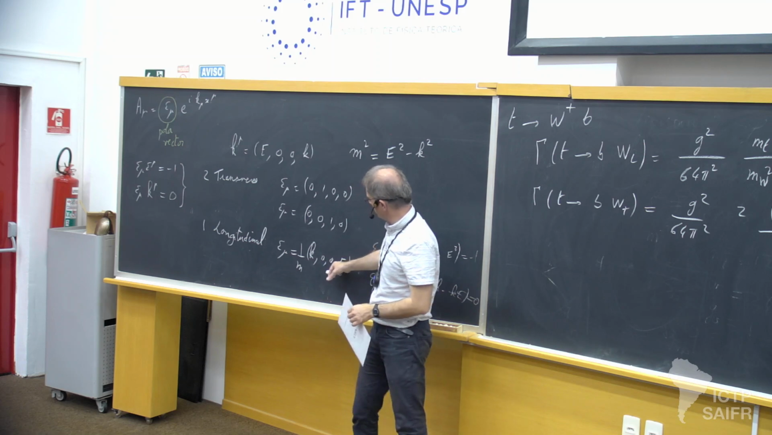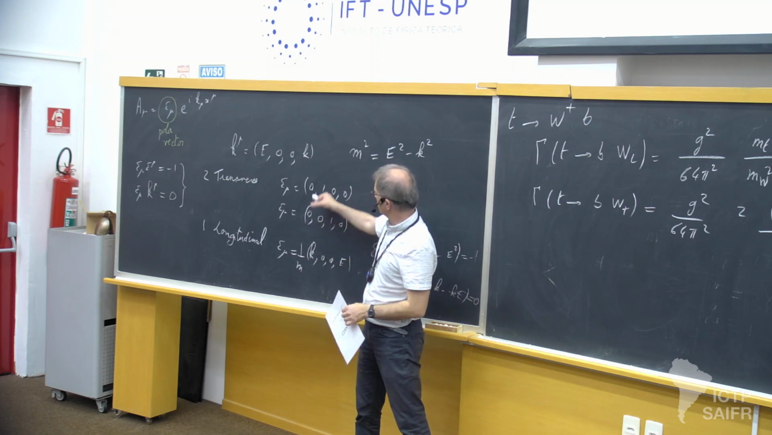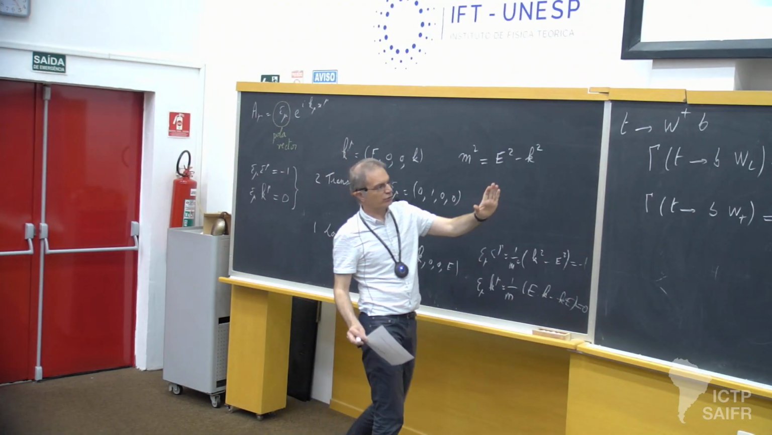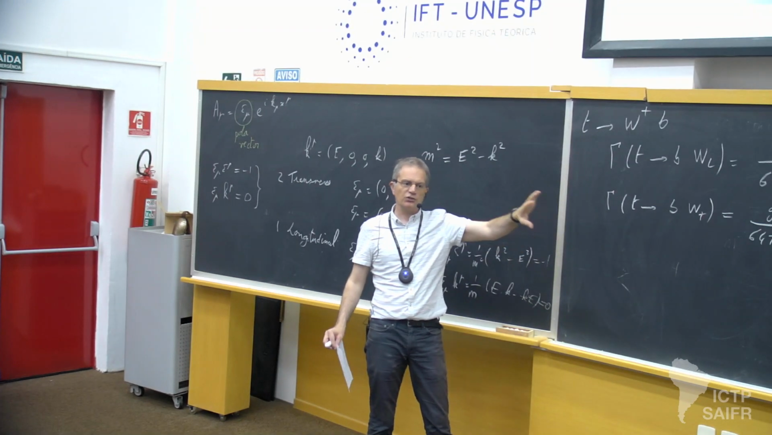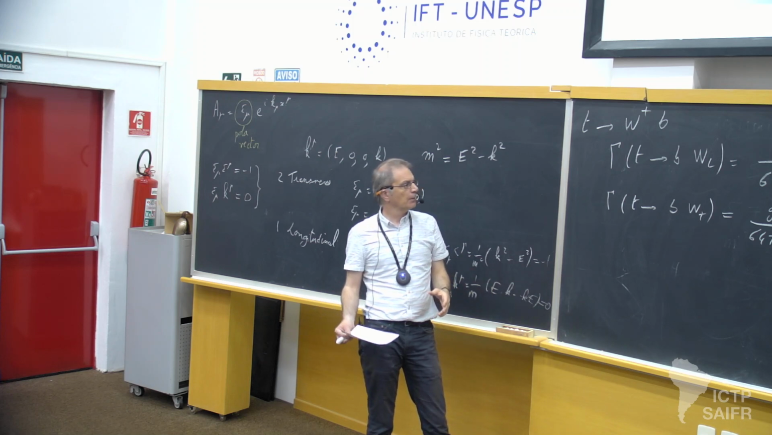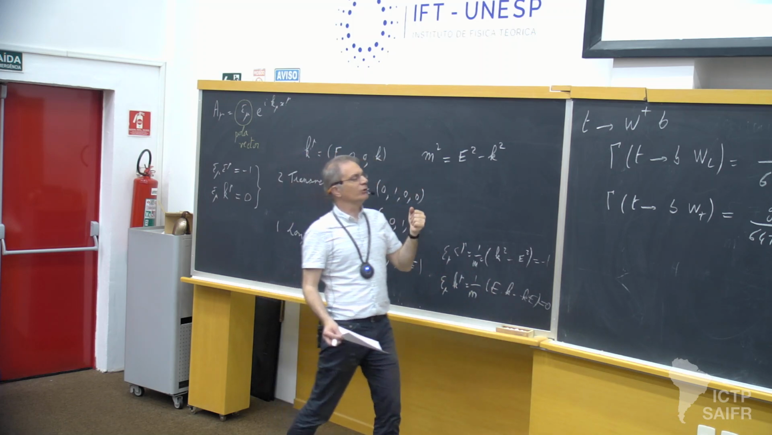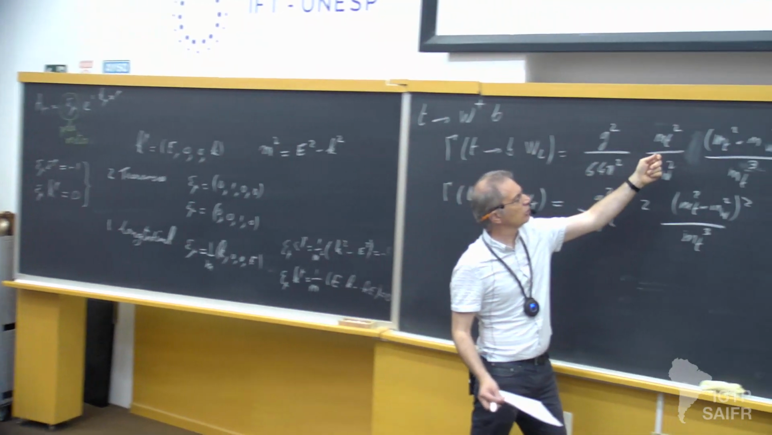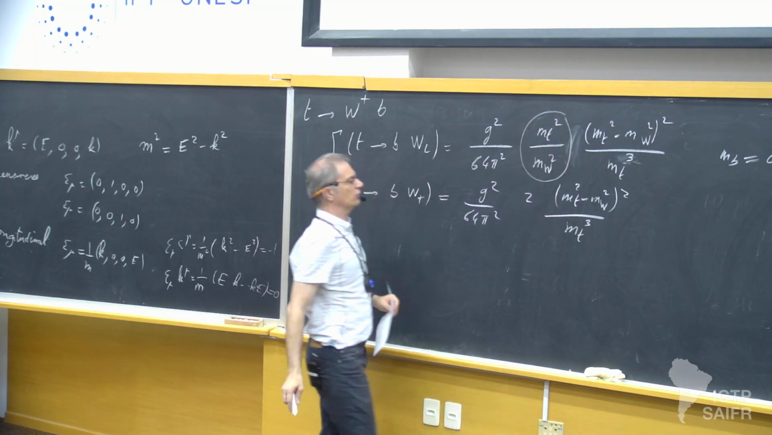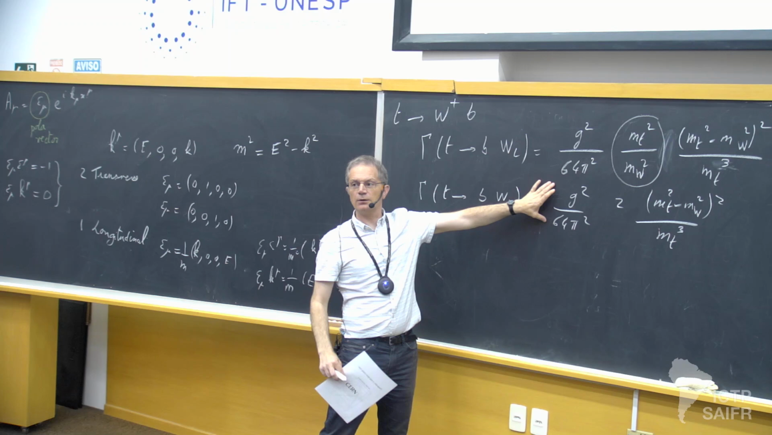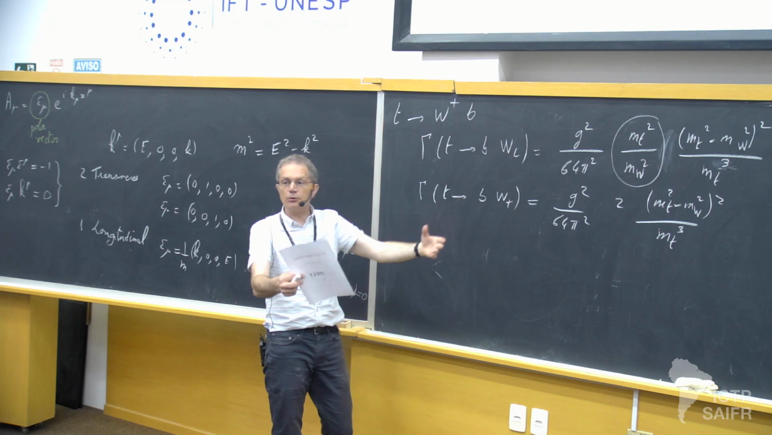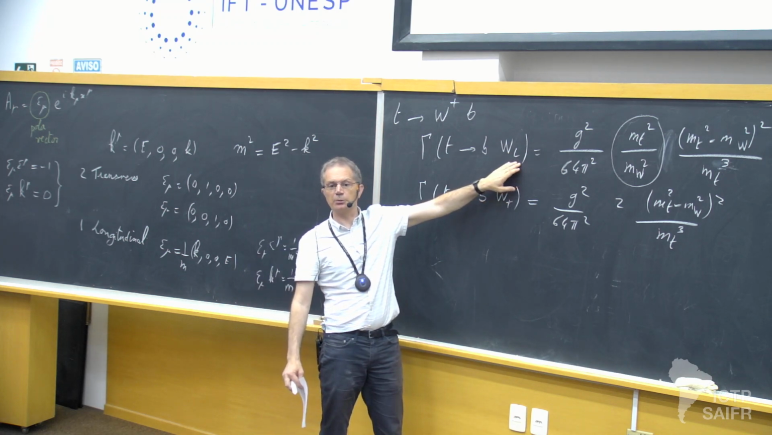Close to threshold, when E is close to M, this is 1, 1, 1, so everything is more or less equal. At low energy, you have universality. The transverse and the longitudinal polarization behave identically. But what is interesting is when you go to very high energy, when the mass of the top is much larger than the mass of the W, because then you have this enhancement factor. This is a large factor compared to this one. It means that in this case the transverse polarization becomes irrelevant. The only important degrees of freedom is the longitudinal polarization.